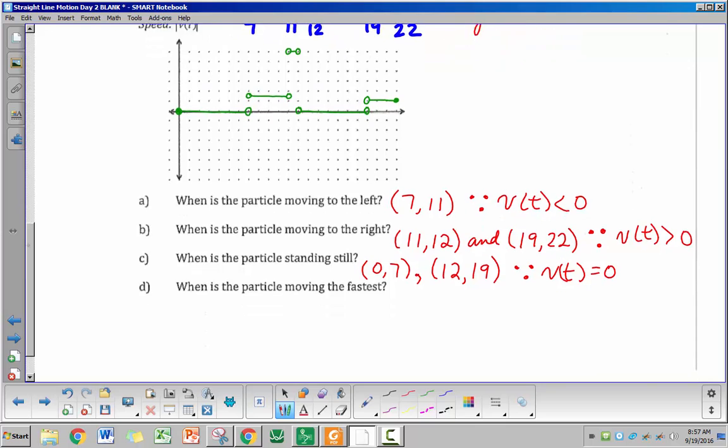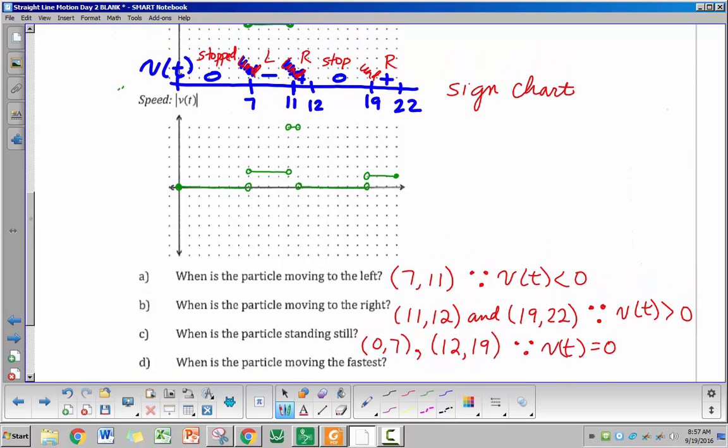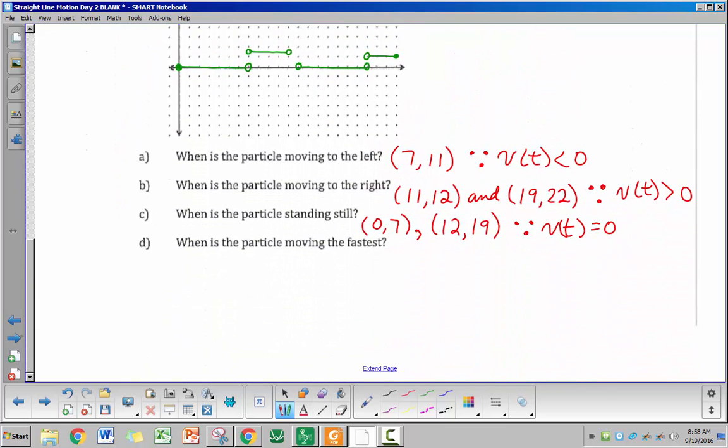Yeah, okay. When is the particle moving the fastest? How do you know that? That's when the velocity is greatest. Okay.